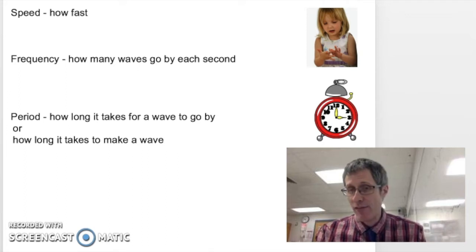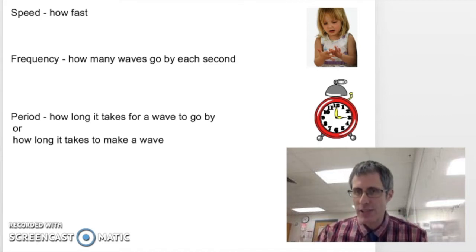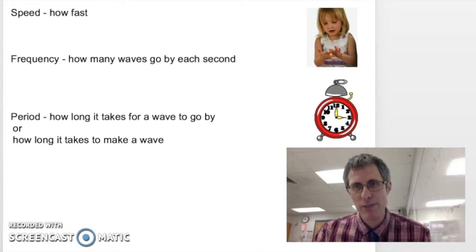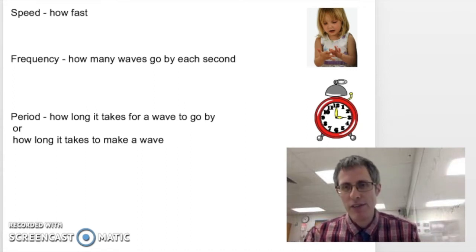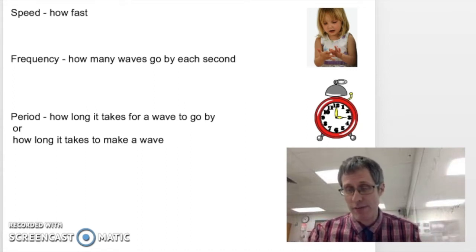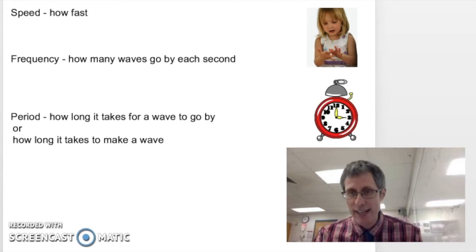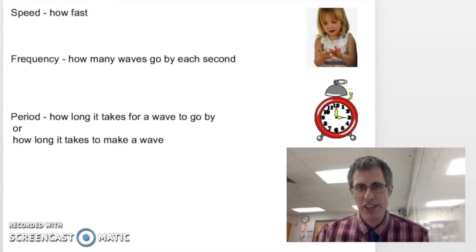Speed is how fast something is going. Frequency is how many waves go by each second. So in 1 second, you just count them up like that little girl above me is doing. So if you count 5 waves going by every second, we say the frequency is 5. We'll talk about the units later.